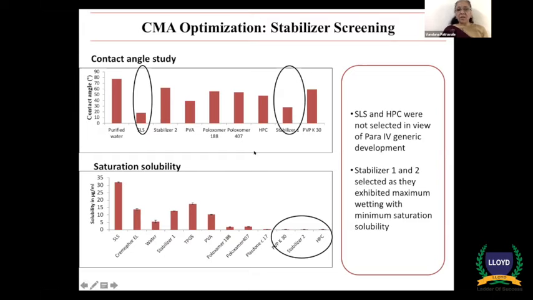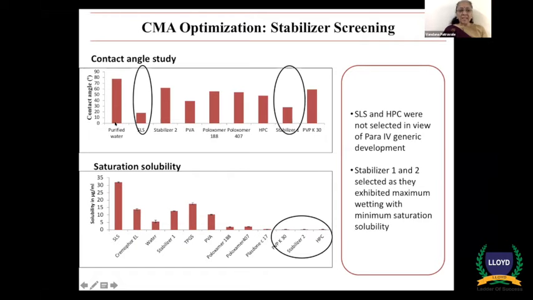I told the student, let's evaluate what those people have given, that means SLS and HPC, but let us also evaluate n number of other polymers which they have used as stabilizers and wetting agent. So I suggested that a contact angle study could be done. And you can see here, this is the data of contact angle with SLS, and this is the data with stabilizer 1. I have coded it because this has gone to the industry. I cannot reveal it because of the CDA. But it gives you an idea that we've done a contact angle study, and we've also done a saturation solubility study.